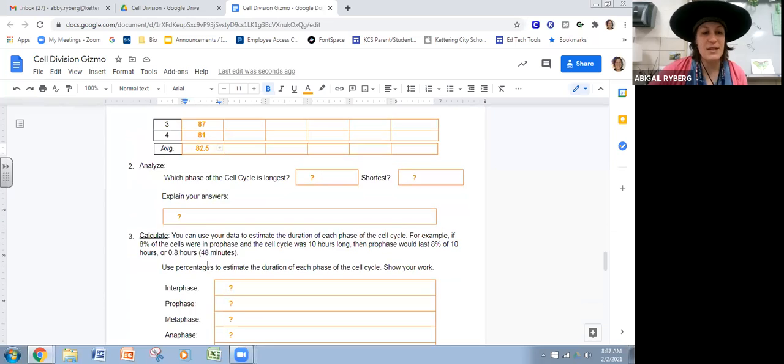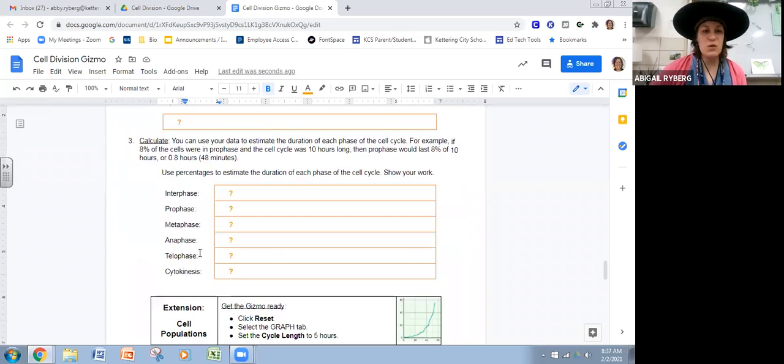If we hop down to the calculate section, there's one more calculation you have to do. And if you read here, it does kind of walk you through it. So basically it says you can use your data to estimate the duration of each phase of the cell cycle. For example, if 8% of the cells were in prophase and the cell cycle is 10 hours long, then prophase would last 8% of 10 hours, or 0.8 hours. And I'm happy with the hours. So let's do my numbers for interphase.